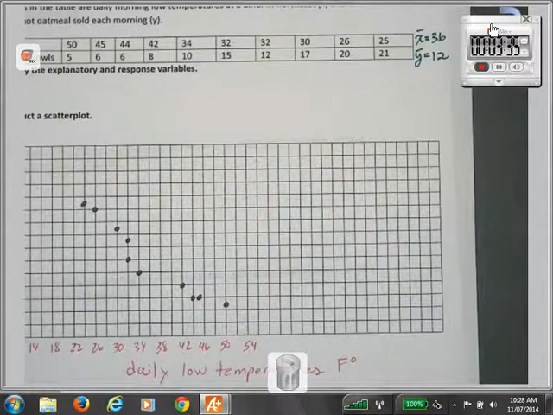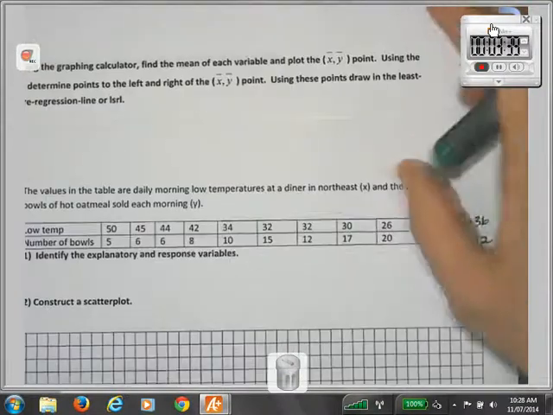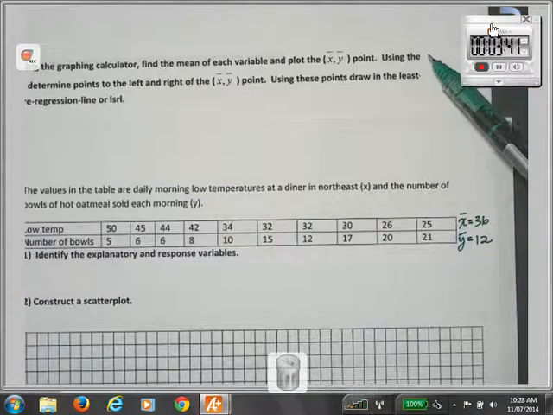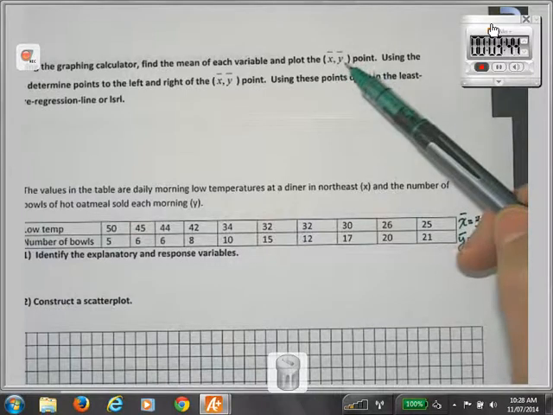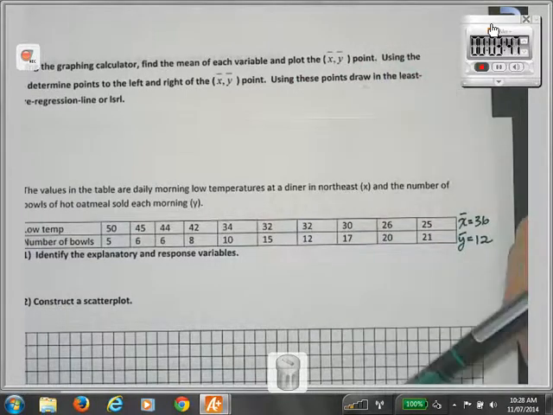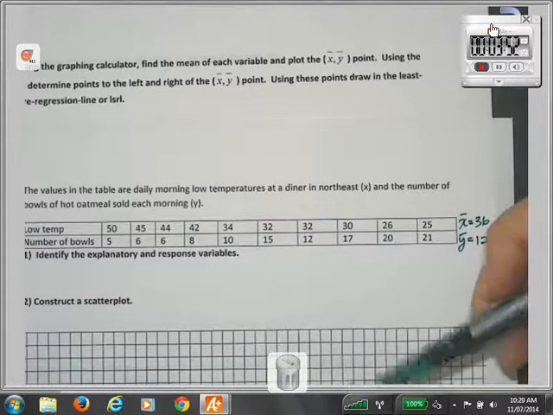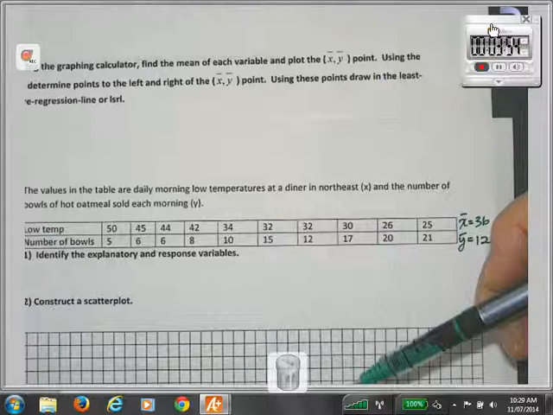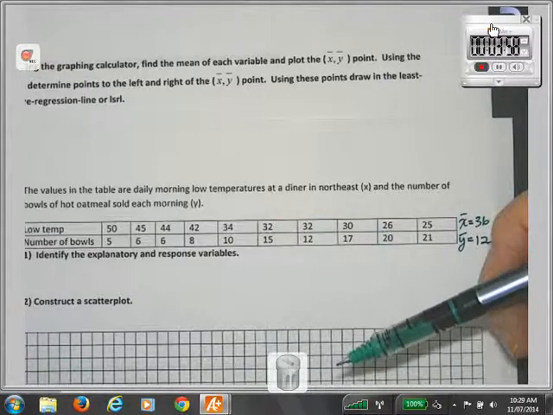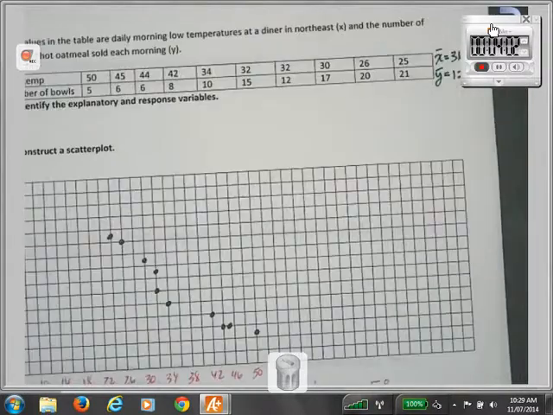Now, looking back again at what it says in number 9, we are going to plot this point. All right, so this becomes a point on our scatter plot here. And this is actually going to be a point that's on the least square regression line. And therefore, we'll need to get some other points on there. But let's get that point on there first.